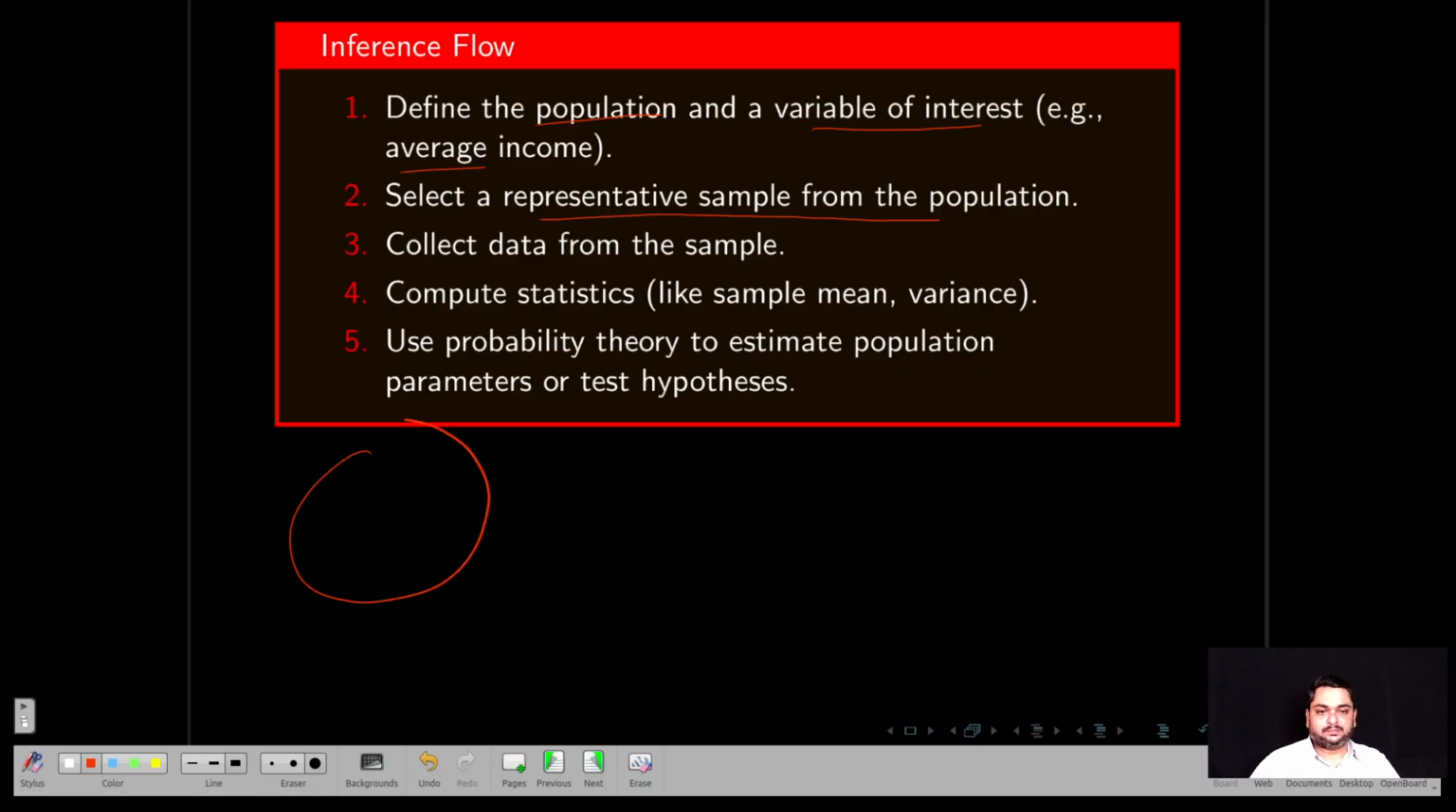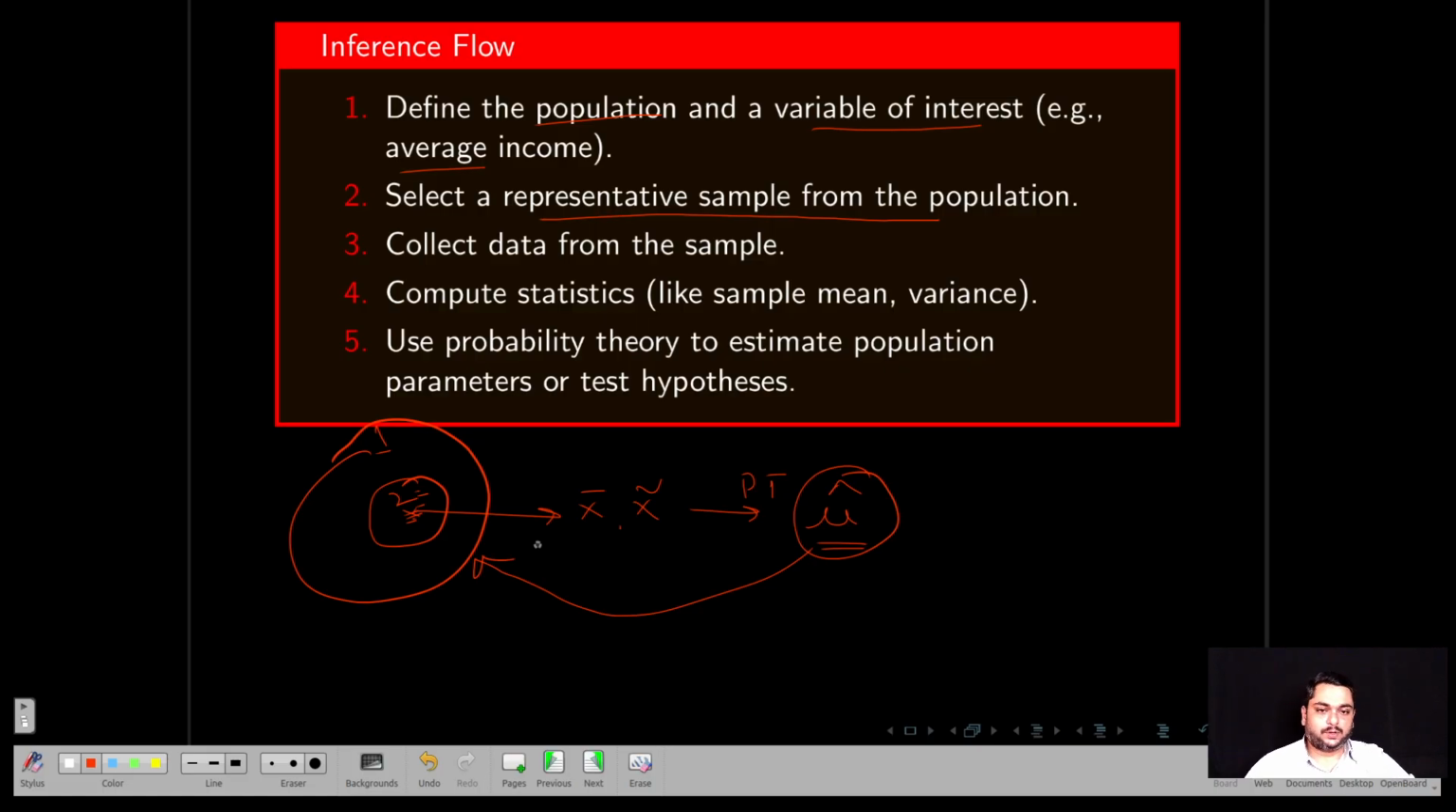So first you define a population. Okay, and this is the first step. Then your second step is to find the sample. Now collect the data. So this is the sample. Collect the data for this sample. Then for this sample, compute something like mean, median, or whatever you want. Use probability theory, or probability distributions, to estimate the population mean. That is, I'm trying to find this value. This is for the population, the entire population. This is how the inference flow works.